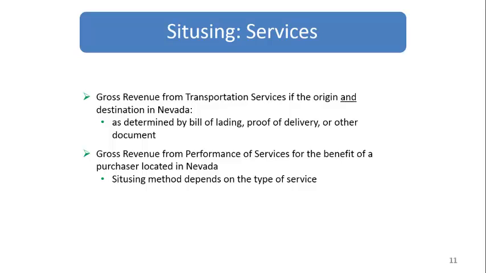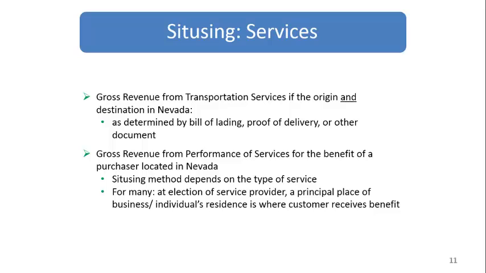For all other services, we are again going to look to the purchaser, but we're going to situs revenue based on where the purchaser receives the benefit of the service. Now that may or may not be the same location that the service is performed. If the purchaser benefits from the service in Nevada, the revenue from that transaction is sitused to Nevada. The regulations have given situsing methods, and those are split by industry, so please review the regulations for your business entity. For many of those industries, the principal place of business or an individual's residence can be used as where the customer receives the benefit.